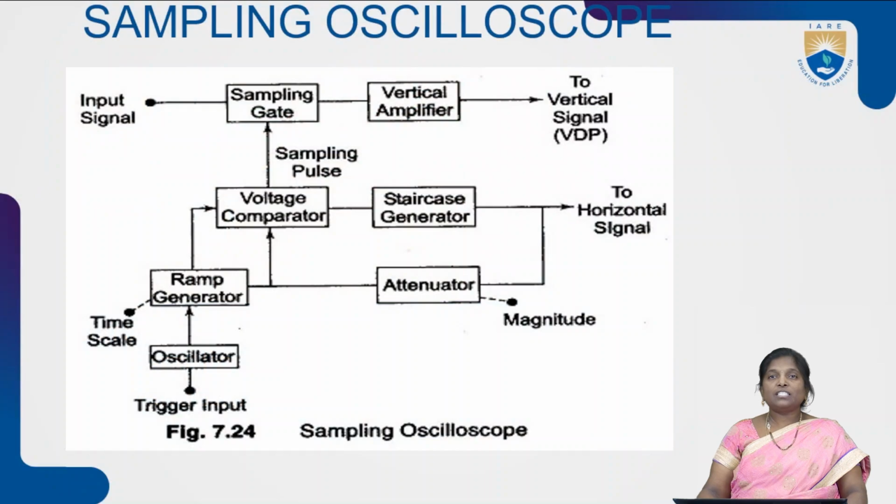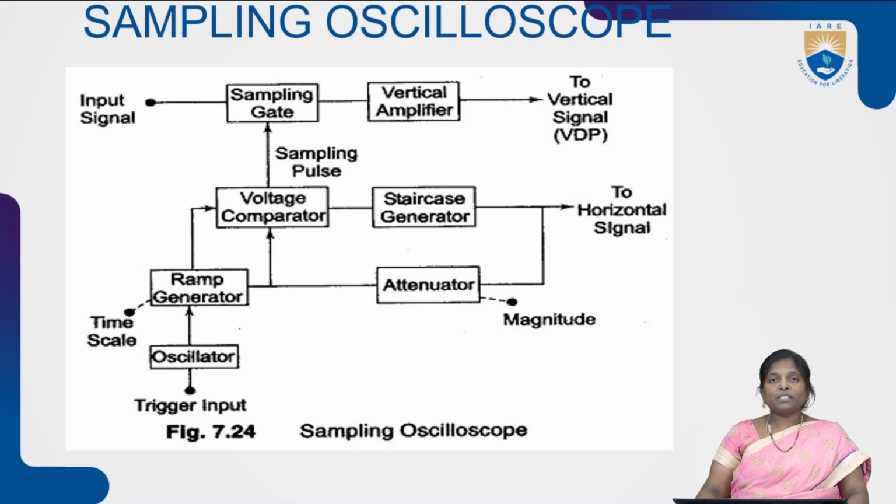Today we are going to study the different types of oscilloscopes. The first one is the sampling oscilloscope. This sampling oscilloscope is used at high frequency. Its main purpose is that it generates the output only when the sampling gate is opened. That is the advantage of the sampling oscilloscope.